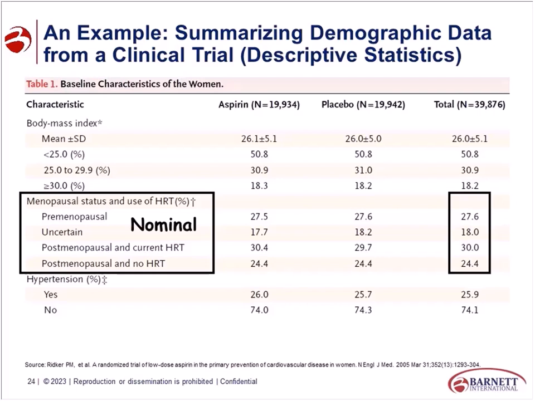So what we see here is that 27.6% of the women in this clinical trial were premenopausal, 18% were uncertain, 30% were postmenopausal and were on current hormone replacement therapy, and 24.4% were postmenopausal and were not on hormone replacement therapy. Now, this is great. This presentation is wonderful for a report because you have an opportunity to study these numbers and to make sense of them.